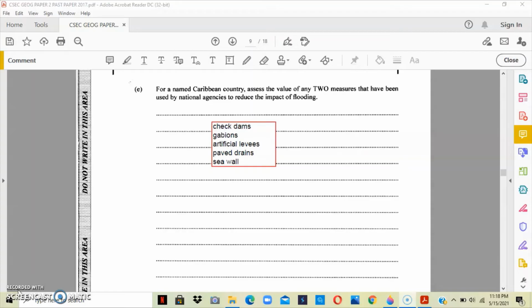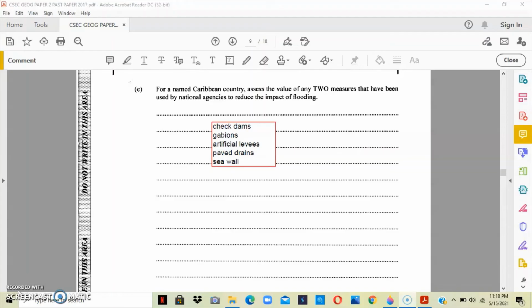Now, I will just give you a list of measures that have been implemented in most of the Caribbean countries to reduce the impact of flooding. So check dams have been installed, and check dams are small dams usually formed of rock or timber that are built across small channels and gullies, and it slows down the flow of water. Gabions are wire cages that are filled with rocks, and they help to support and strengthen the riverbank, so that it's not easily eroded.